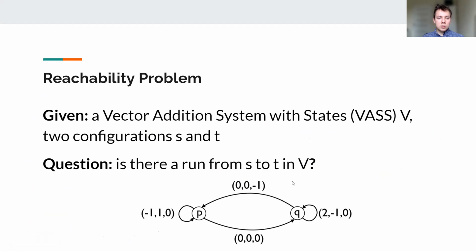Okay, so what is the reachability problem? Given a vector addition system with states and two configurations S and T, we ask whether there exists a run from S to T. For example, for this VAS here, we can ask whether there exists a run from state P and vector 1, 1, 0 to state Q and vector 2, 1, 0.